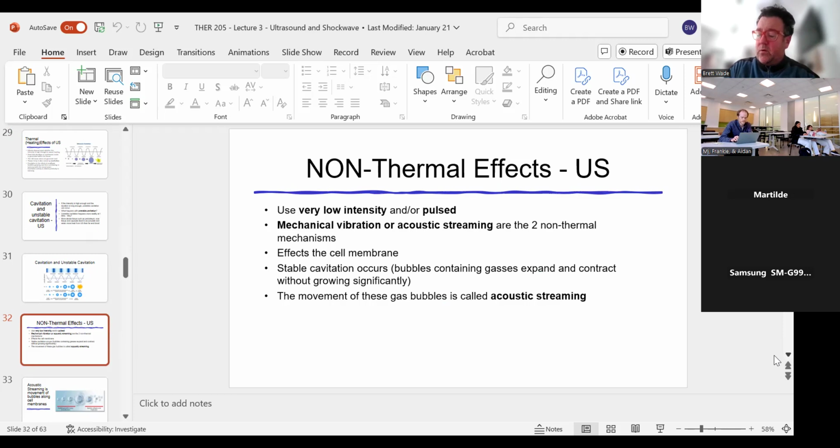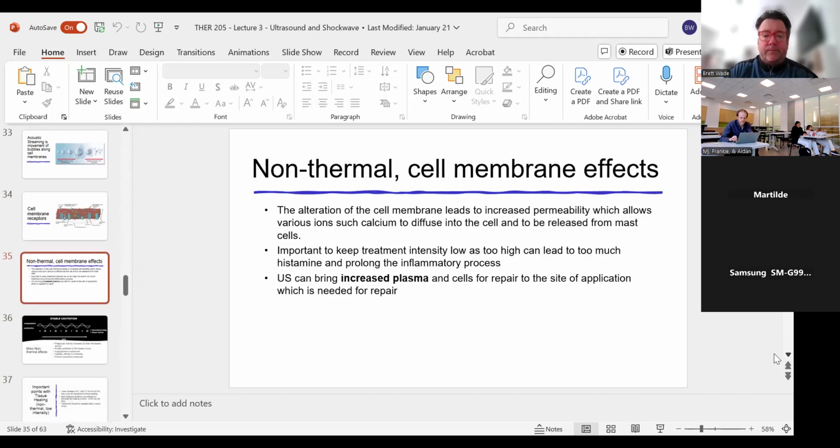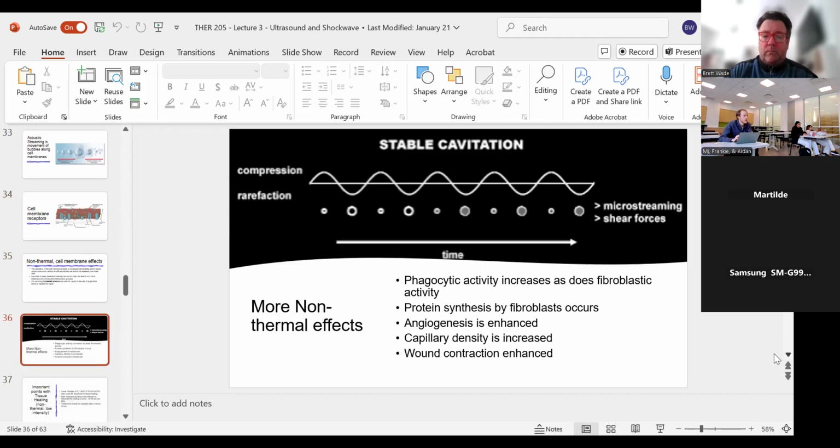As I said, it's definitely a question, the mechanical vibration or acoustic streaming, those 2 non-thermal effects. Just jotting that as a note to make sure. But that's a good question for sure. The 2 non-thermal effects, I like to ask that one on the lab exam as a knowledge question. Non-thermal effects, also a good question.